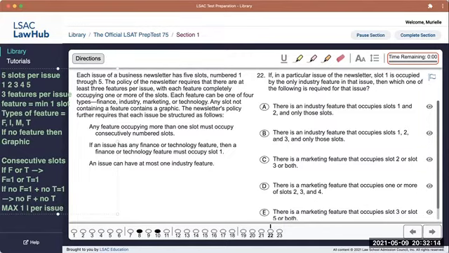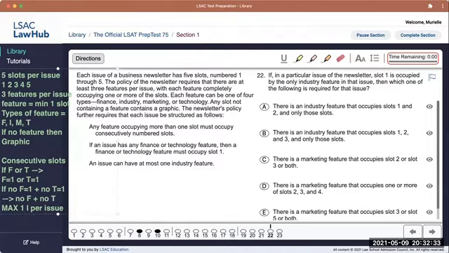Now, that industry feature could occupy more than one slot and still be a single feature, right? So where does it say that? Each feature completely occupying one or more slots. So a single feature could occupy more than one slot.